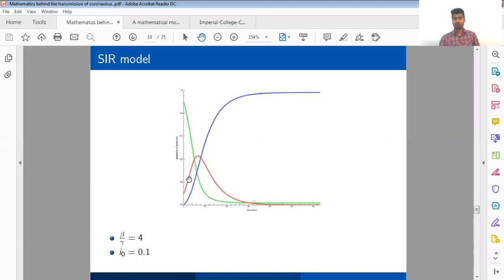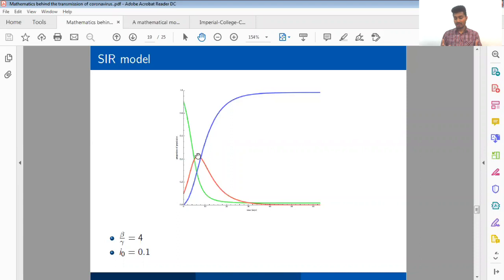Now, once we reach the peak, why did it start going down? I'll tell you why that happened. The reason it started dropping is that the curve sort of ran out of fuel. The number of susceptible people was high previously, but once it reaches the peak, almost the entire population got infected, so there is no way the virus can spread.